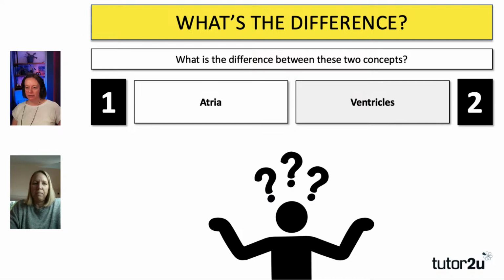So the difference between the two concepts, atria, ventricles. So these are structures in the heart. We have 2 atria and 2 ventricles in our heart. What is the difference? So first of all, we need to think, well, what are they? And then you should be able to work out the difference from there. So think about the diagram of the heart, think about what you know about the structure of the heart, and work back from there, I think.